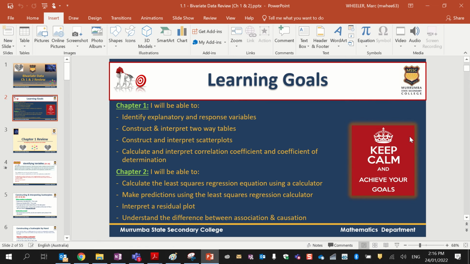Chapter 2, you need to be able to calculate the least squares regression equation using a calculator. So we did it on Excel, but can you do it on a calculator? Because you need to for the exam. Can you make predictions using the least squares regression equation? That's supposed to say calculator. Can you interpret a residual plot? And can you understand the difference between association and causation?